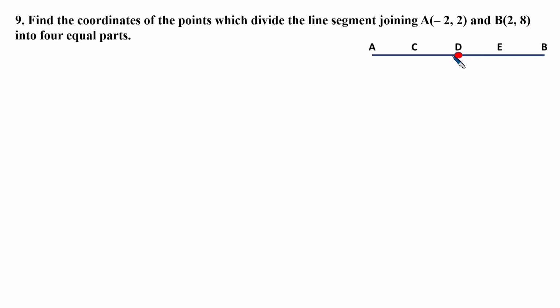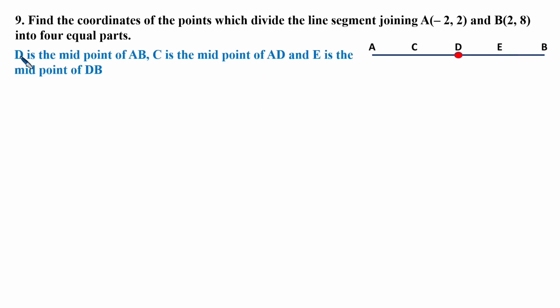So once you get this coordinate D, again you have A and D, and C is the center point. You can find the center point of AD. And similarly, since D is known to you and B is known to you, you can find the center point of DB as E comma x, y. So please do it. Here I have written D is the midpoint of AB, C is the midpoint of AD, and E is the midpoint of DB. So this midpoint you can know: x1 plus x2 by 2 comma y1 plus y2 by 2. So it is so simple.